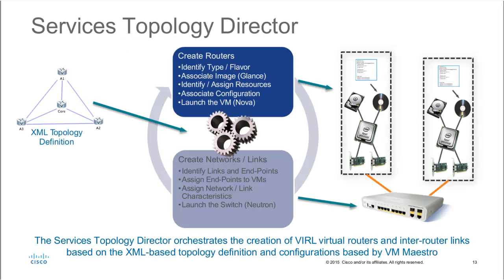Oops, skipped a slide. So a key piece, a glue layer that we have that's sitting in the middle is this thing called Services Topology Director. That is the translation layer that's taking our diagram and converting that into a series of OpenStack calls, requesting the spin-up of the virtual machines, requesting the creation of the various networks. So that's that key glue layer and the API that's sitting in the middle.